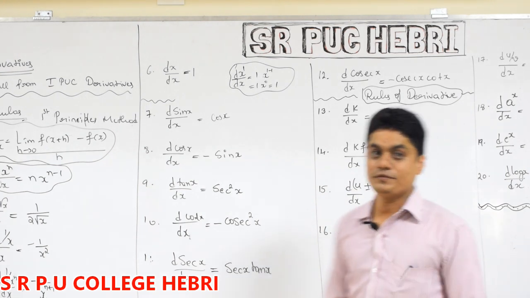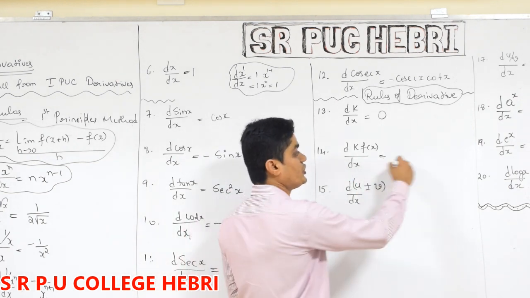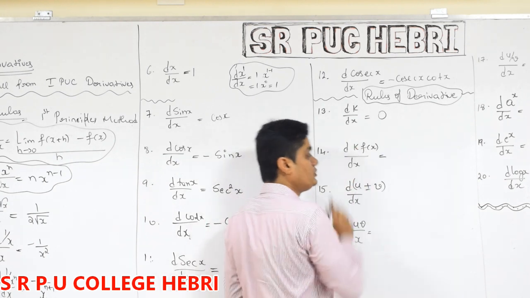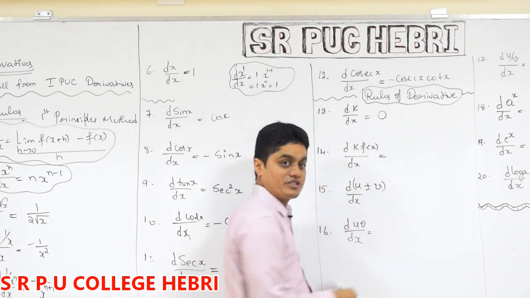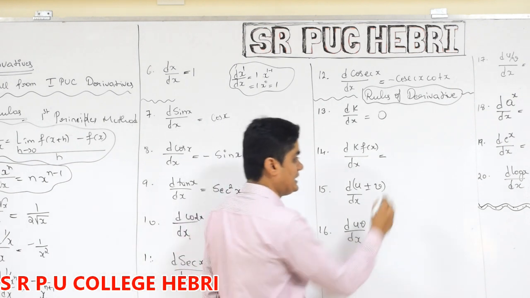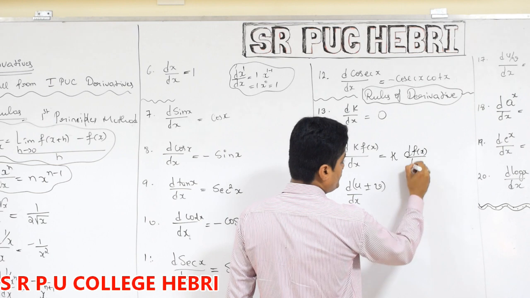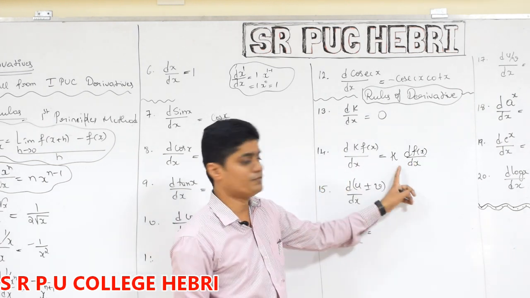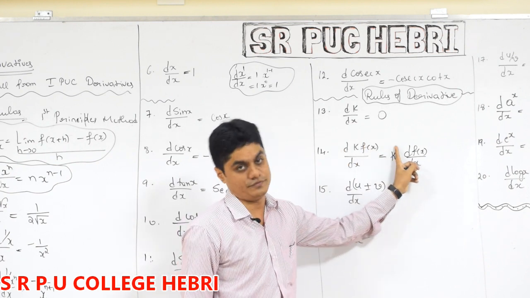Next, derivative of constant into function. Be careful here. You don't just write 0 into d by dx of f of x. It is not like that. Whenever a constant is multiplied by a function, or a function is multiplied by a constant, keep the constant outside. Only find the derivative of the function. For any f of x, you should follow this rule. Remember, it is not the derivative of the constant and the derivative of f of x.